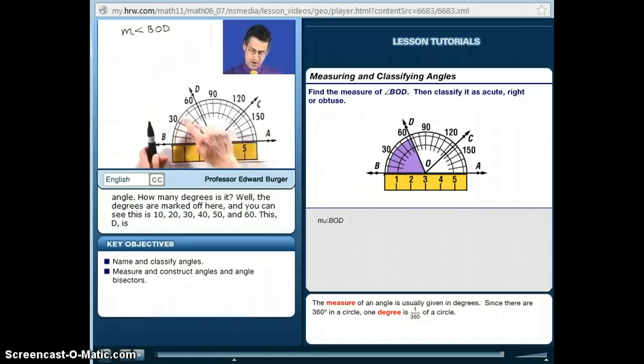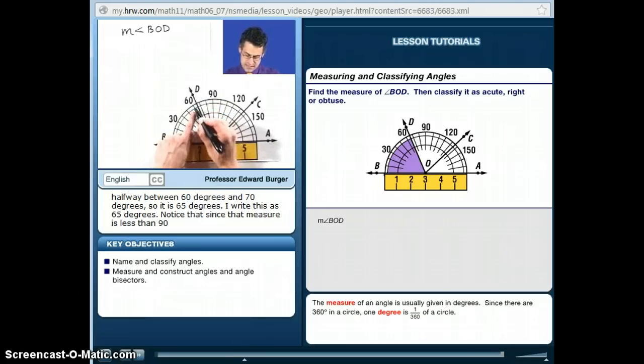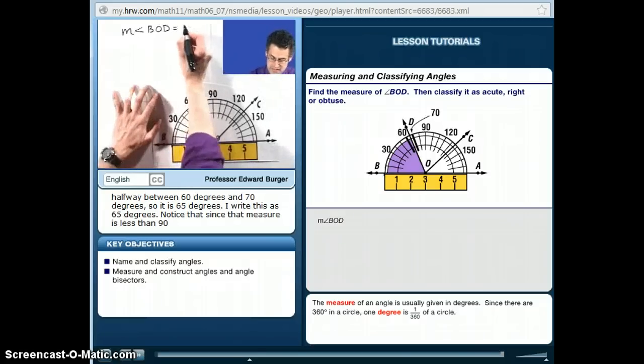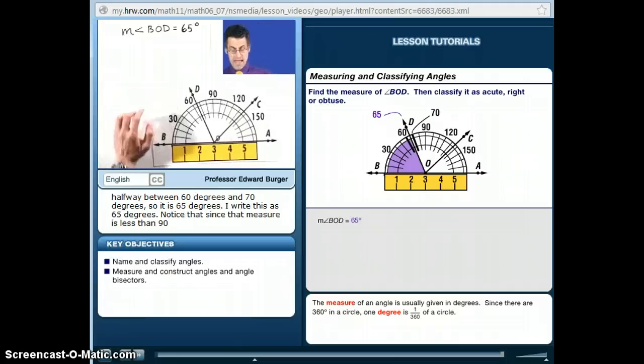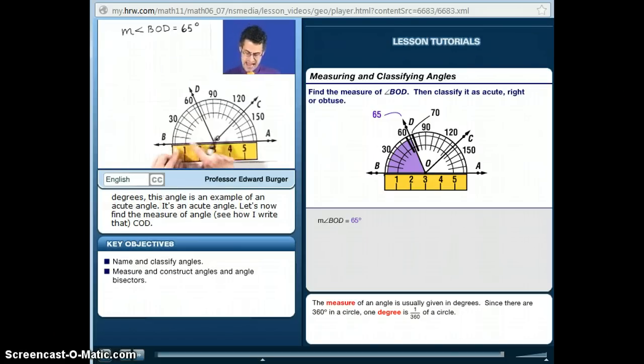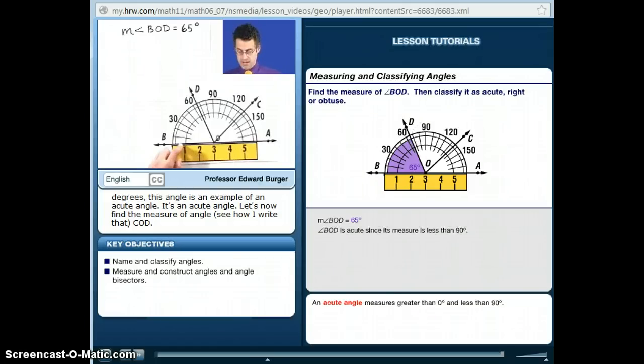So how many degrees is it? Well, the degrees are marked off here, and you can see this is 10, 20, 30, 40, 50, 60, and this D is halfway between 60 degrees and 70 degrees, so it's 65 degrees. And so I write this as 65 degrees. And you'll notice that since that measure is actually less than 90 degrees, this angle is an example of an acute angle. It's an acute angle.